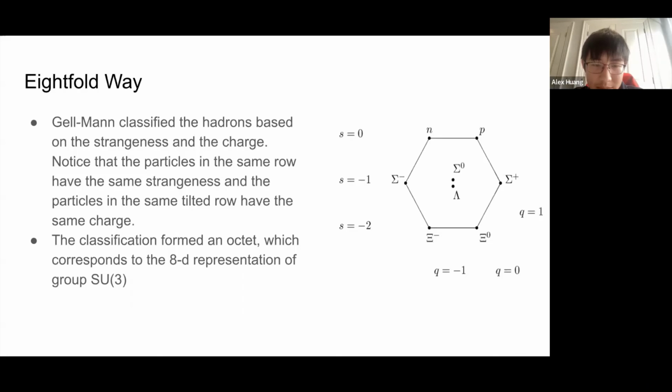Why is it 8-dimensional? You see that there are 8 particles, and each particle kind of corresponds to a dimension in the representation of SU3. And all the physicists are really familiar with this group. Once he discovered that, he saw that this is the representation of a group called SU3. So what does it mean?